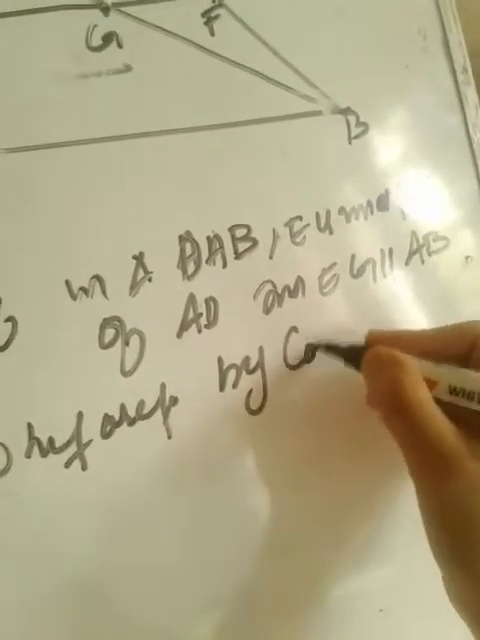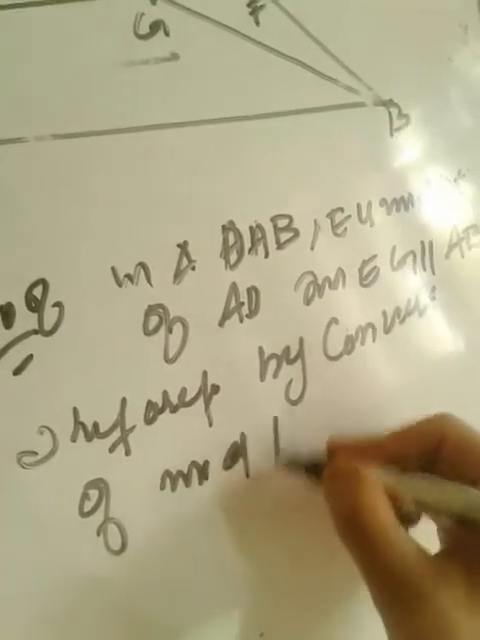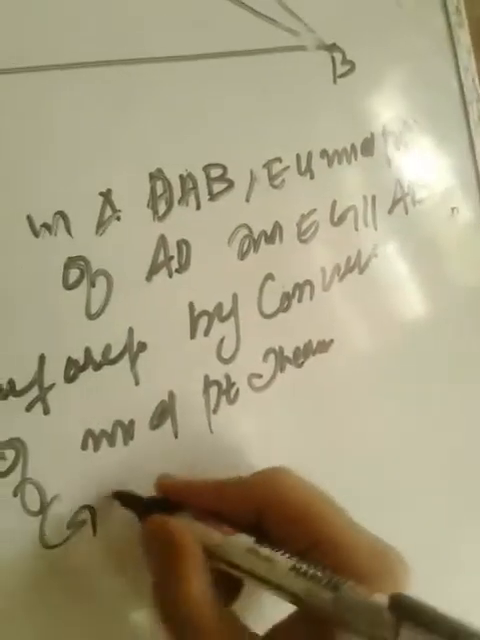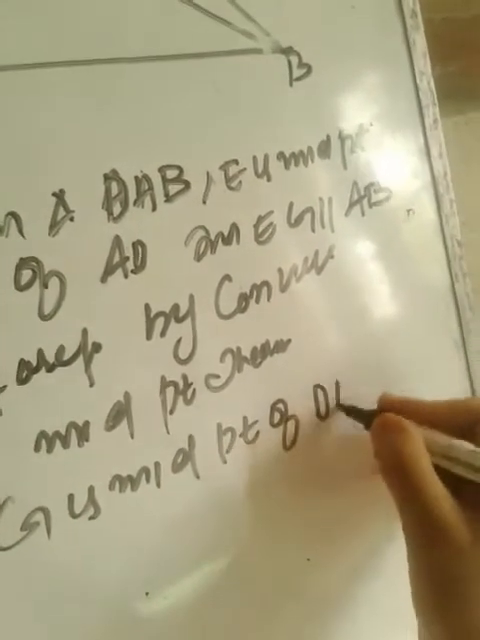Therefore by the converse of midpoint theorem, G is the midpoint of DB. G is the midpoint of DB. How? By the converse of what, again I will repeat it.